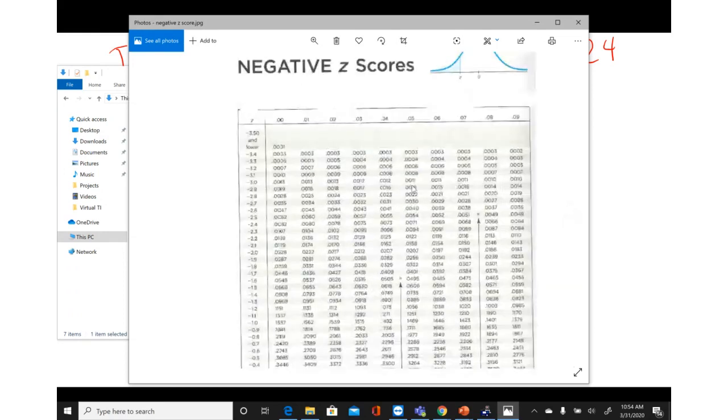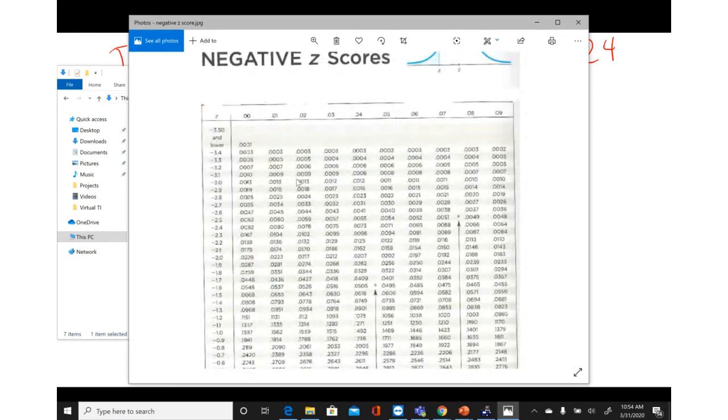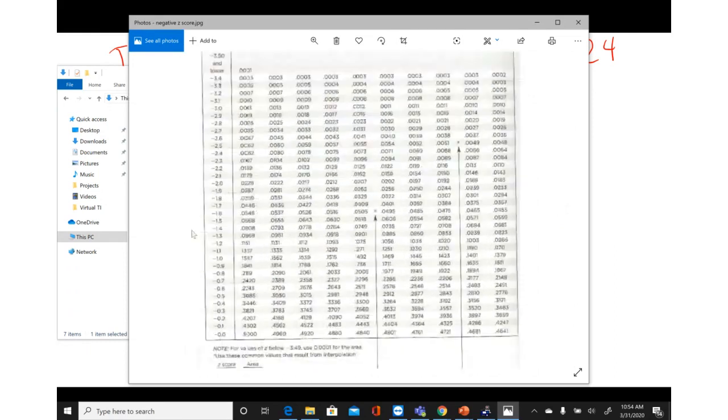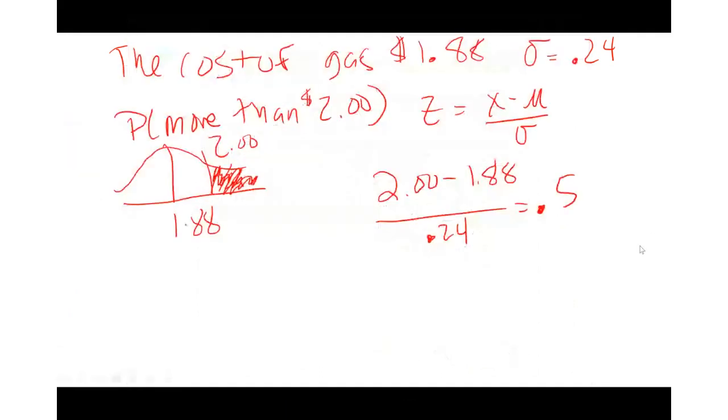All right, so now, how do you find 0.5? You scroll down, and you're looking for 0.50, yes? So it's this value right here, which is 0.3085. So this area here would be 0.3085, and that would be your final answer. Any questions on that? Thank you, Savannah. Thank you, Alyssa. Questions, comments, concerns? All right, we're good.